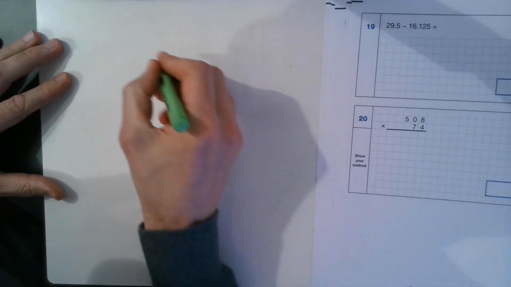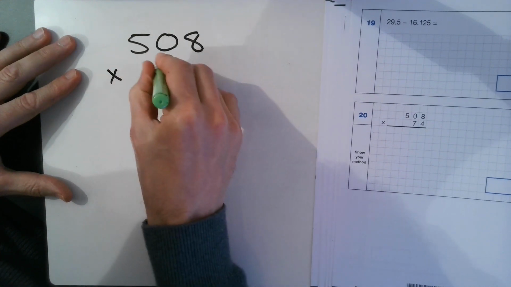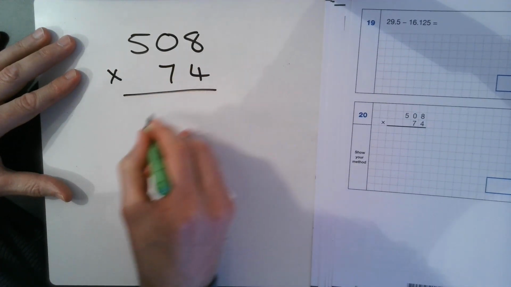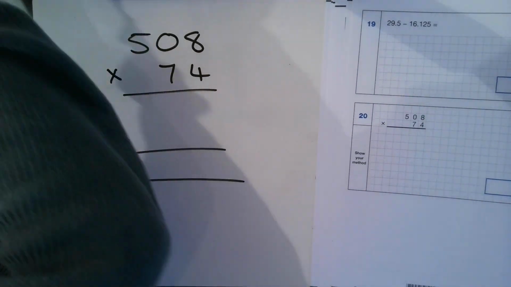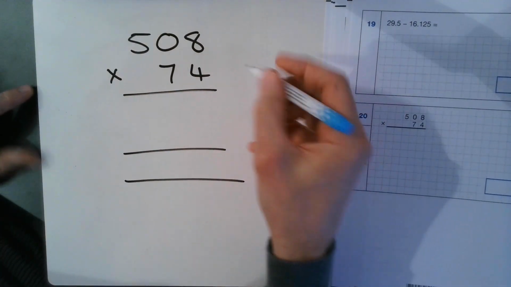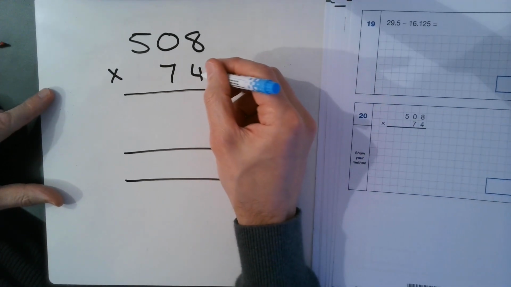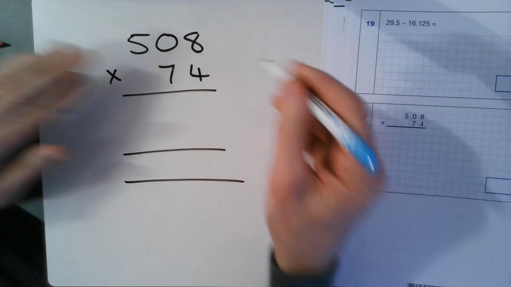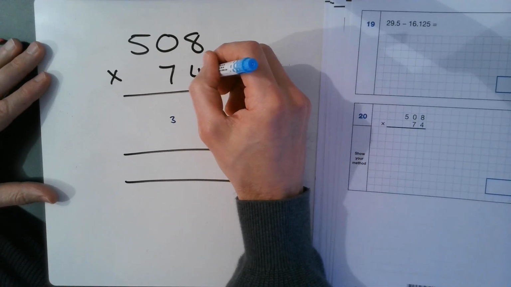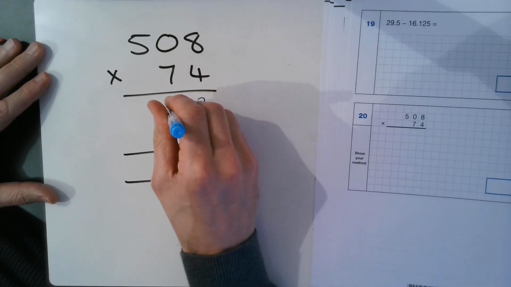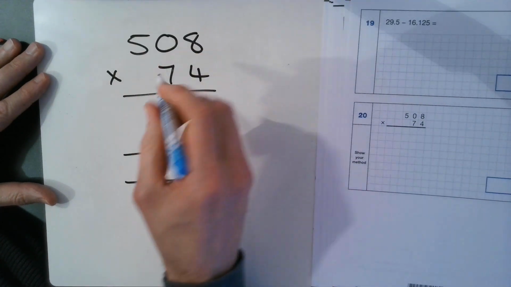Okay, 508 times 74. So I'm going to show you how to calculate this in two different ways. Okay, so first of all, we're doing 74 lots of 508. So we're going to start with the 4. So we're going to multiply the 4 by 508. So 4 times 8 is 32. 4 times 0 is 0. Add the 3. I'm going to now cross that through because we finished with it. And 4 times 5 is 20.